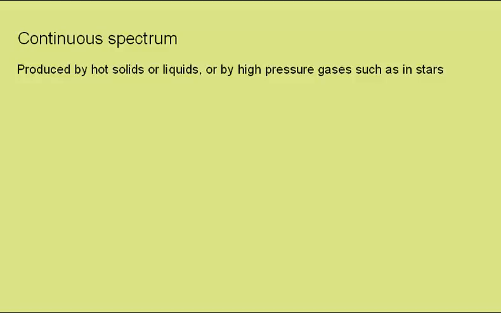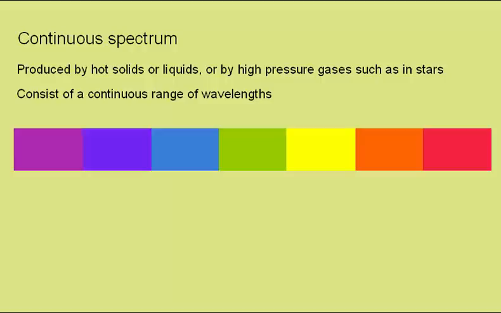And now continuous spectra. These are produced by hot solids or liquids, or by high-pressure gases such as found in stars. They consist, as the name suggests, of a continuous range of wavelengths, and give a pattern rather like this.